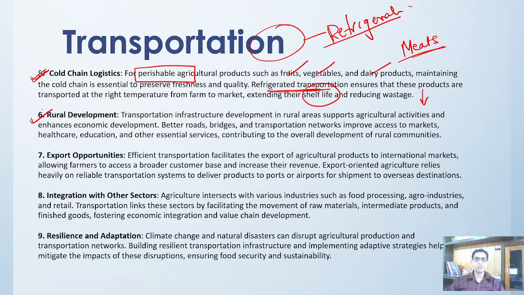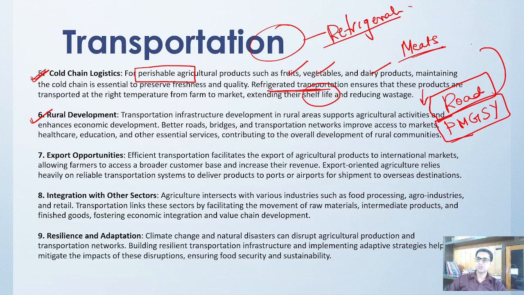Transportation is helpful in rural development because it is the road which connects any of the hinterlands with the main market. Okay, if you have a proper road, you know, Pradhan Mantri Gram Sadak Yojana is there. That is the focus of all-weather road connectivity, which connects the market with the rural areas. Better roads, better bridges, a proper transportation network not only connects you with the market, it also provides you various essential services, like healthcare, education, and various others.